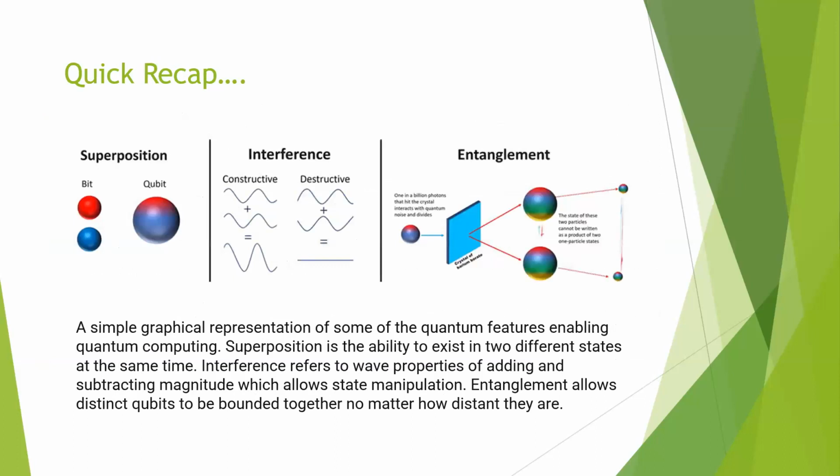Quick recap before we go further. Now, a superposition: a simple graphical representation of some of the quantum features enabling quantum computing. Superposition is the ability to exist in two different states at the same time, as we discussed. Interference refers to the wave properties of adding and subtracting magnitude, which allows state manipulation. And entanglement allows distinct qubits to be bound together no matter how distant they are. These are the three basic concepts in a quantum computer.